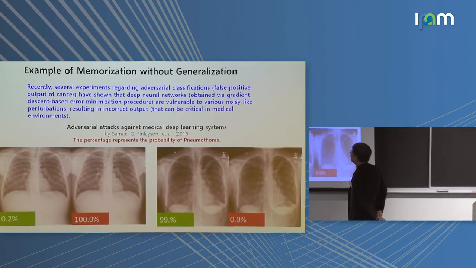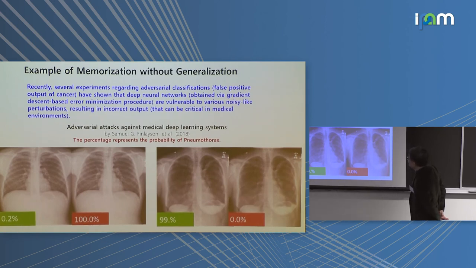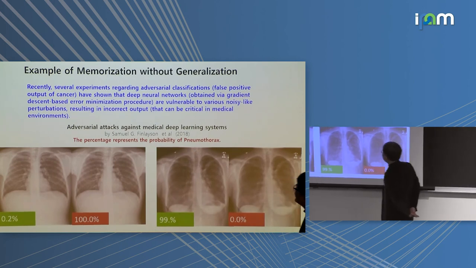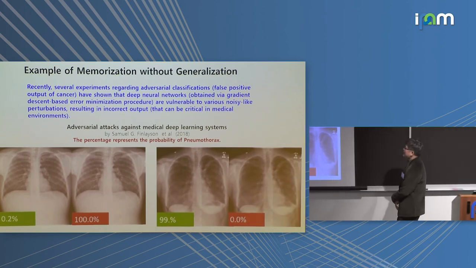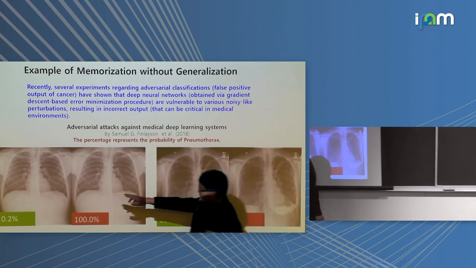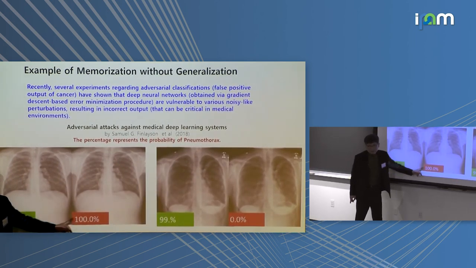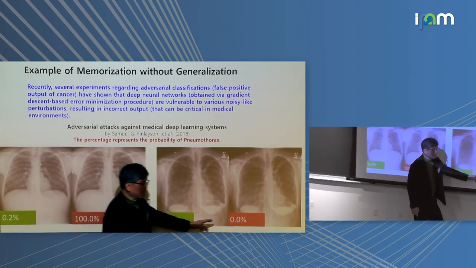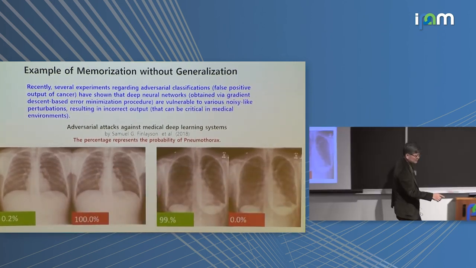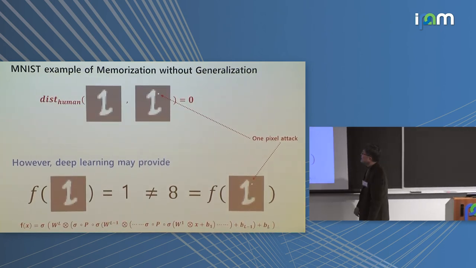Recently, several experiments regarding adversarial classification have shown that deep networks obtained via gradient descent-based error minimizing procedures are vulnerable to various noise-like perturbations, resulting in incorrect output. Look at this, it is exactly the same image. You added a little bit of noise, but the result is completely different. Here the result is completely different.